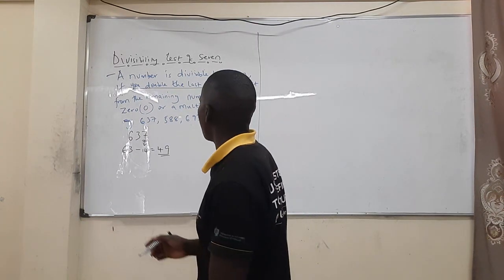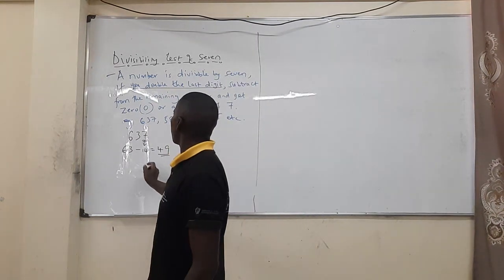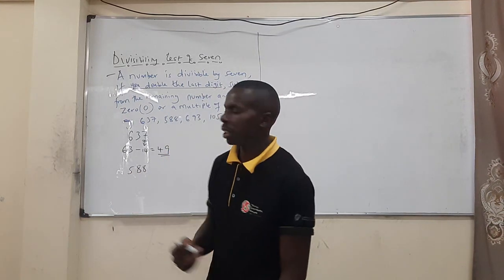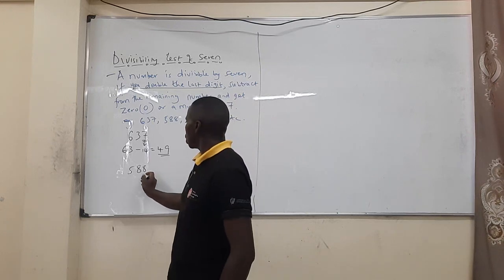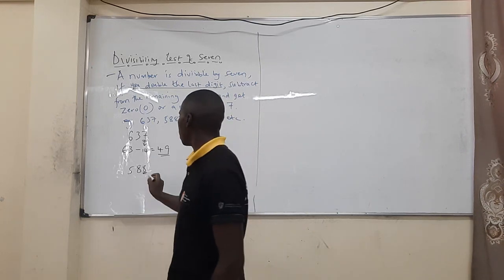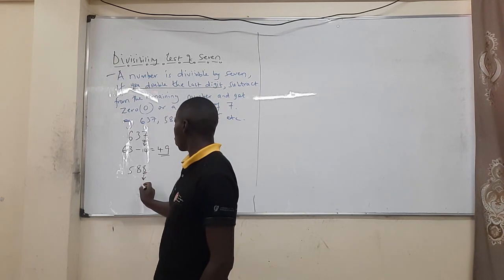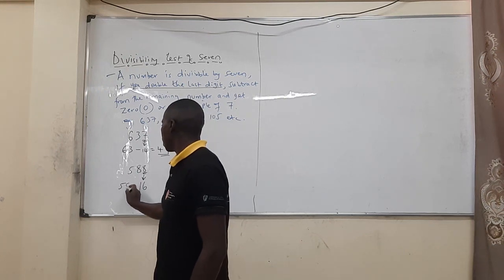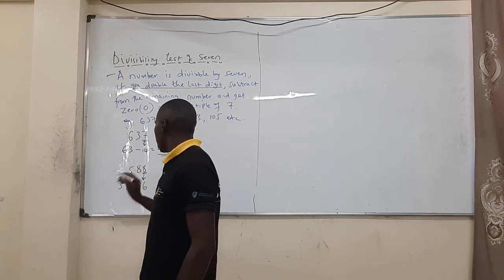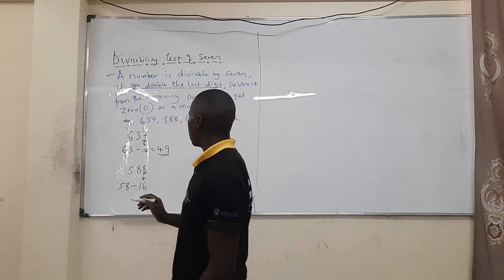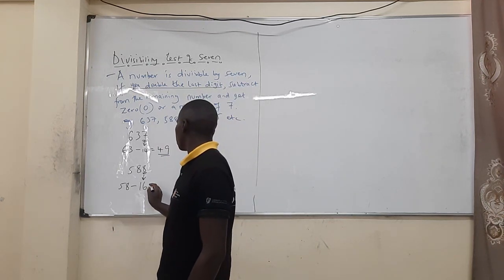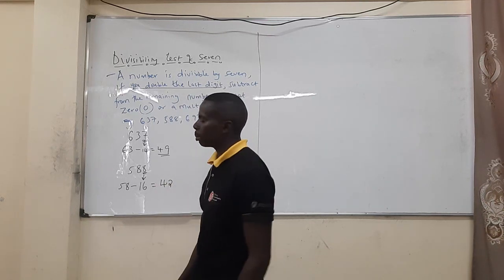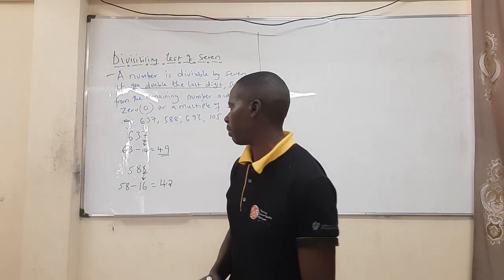Let's take another example. Take 588. In this number, our last digit is 8. So we double the last digit, 8 times 2, that is 16. Then we have our 58 there, the other number, and we subtract 16. When we subtract, we get 42. Of course, 42 is a multiple of 7.